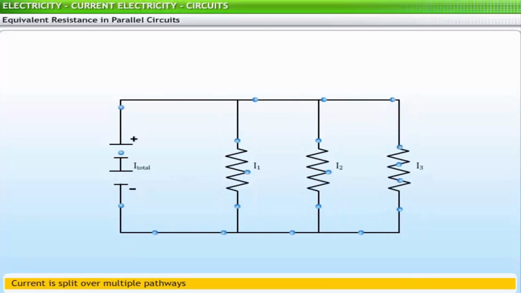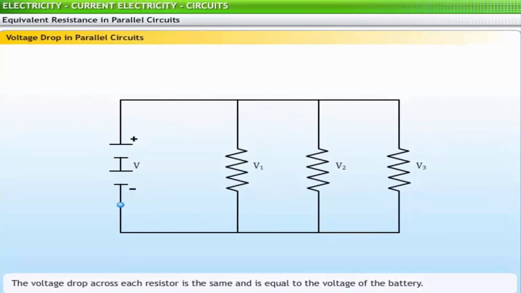This principle can be represented as I total is equal to I1 plus I2 plus I3, where I total is the total amount of current outside the branches and in the battery, and I1, I2 and I3 represent the current in the individual branches in the circuit. In a parallel circuit, a charge does not pass through every resistor. Rather, it passes through a single resistor.